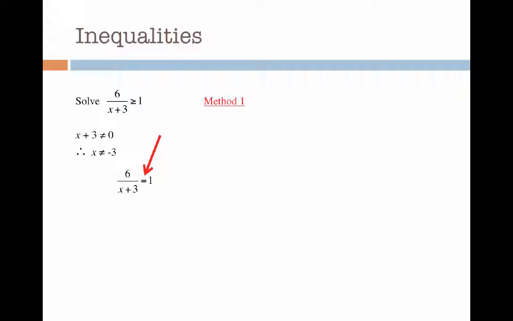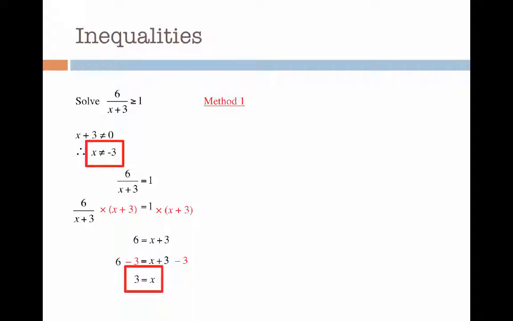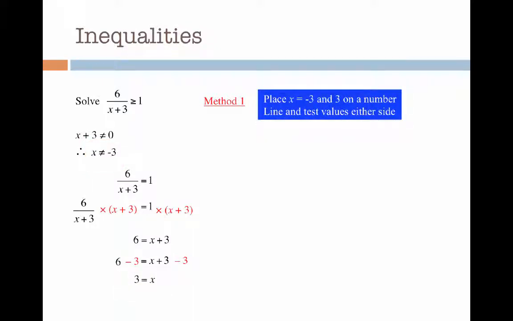So by multiplying both sides by x plus 3, we get 6 equals x plus 3. And then subtracting 3 from both sides gives us another value that x could possibly be. X could possibly be 3. These two values are going to be important because what we need to do now is place those two numbers on a number line and test values either side of it. So I need to test something that's less than minus 3, between minus 3 and 3, and greater than 3.